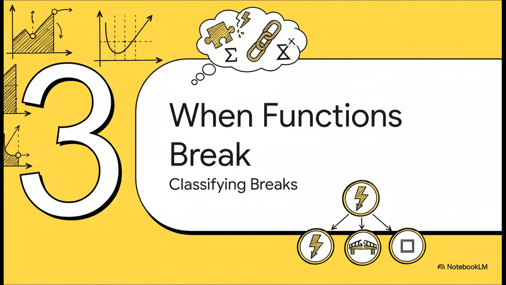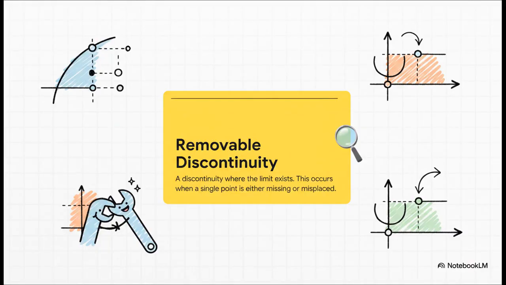We're going to look at the different kinds of breaks a function can have. Mathematicians actually have names for these things, so we can be really specific about what kind of problem we're looking at. First up, we have what I like to call the friendliest type of break, a removable discontinuity. Think of this as a super easy fix.